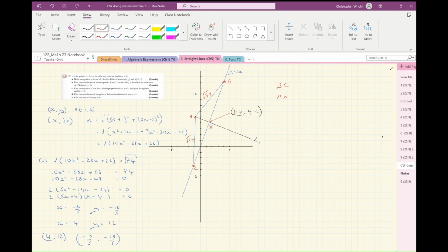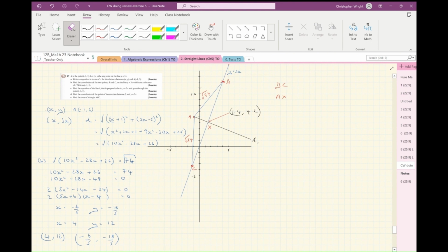An alternative technique would be to find perhaps the length of AX and use that alongside your knowledge of AB to find the length of XB, double that, and then you've got the base. I'm going to do the former method here. So first of all, I'm going to find the length of BC, the length of the base of my triangle.